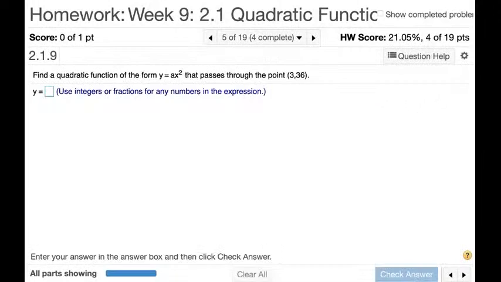Find the quadratic function of this form that passes through this point. So when x is 3, y is 36. So if x is 3, 3 squared is 9. 36 divided by 9 is 4. So without writing that one, I'm just going to say this is going to be 4x squared.